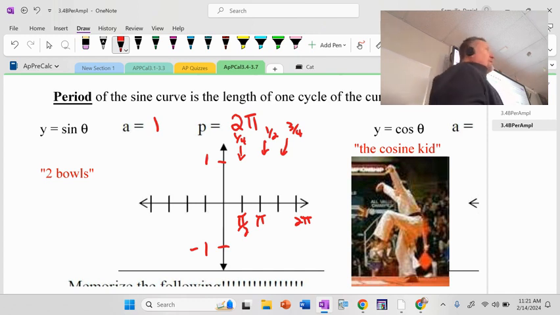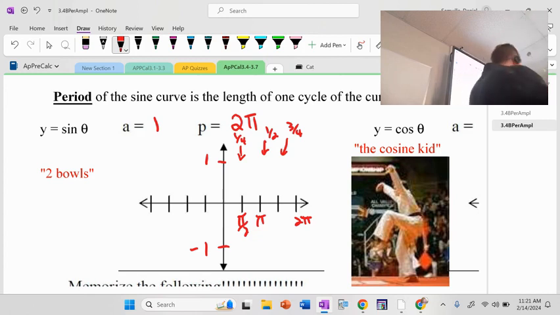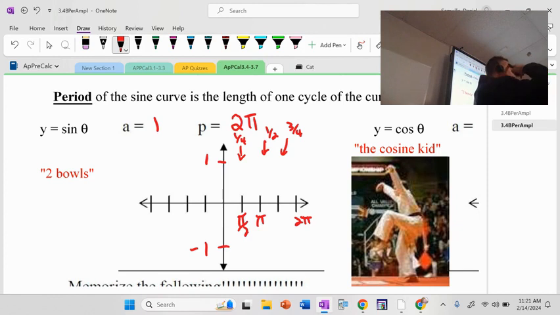So what's 3/4 of 2 pi? It was 3 pi over 2. This is what I'm going to do, though. These are all a distance of pi over 2. So I always do this. And this is for the non-fractionally challenged.